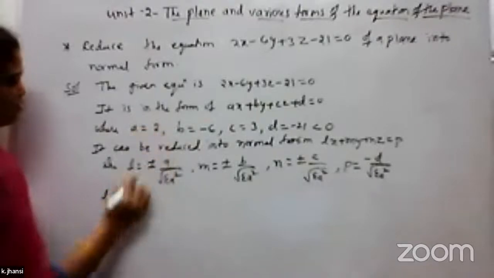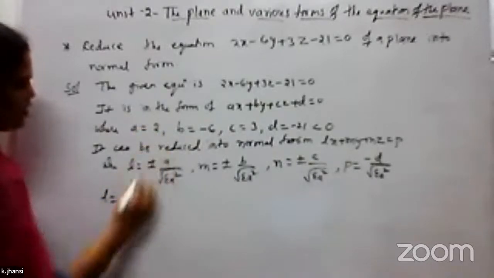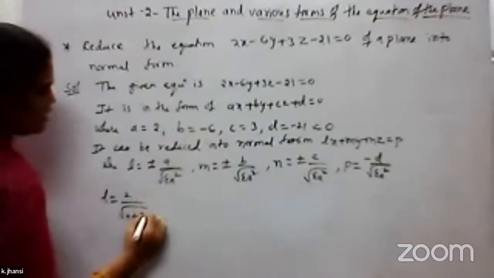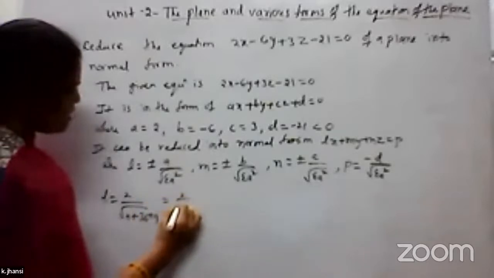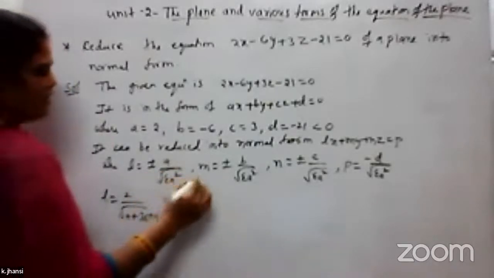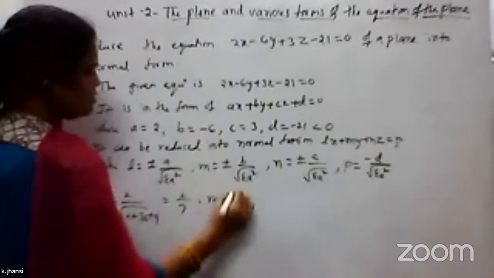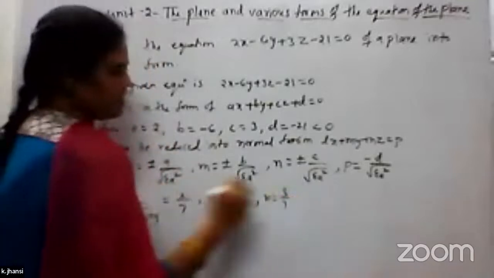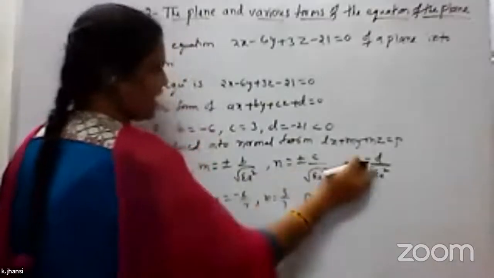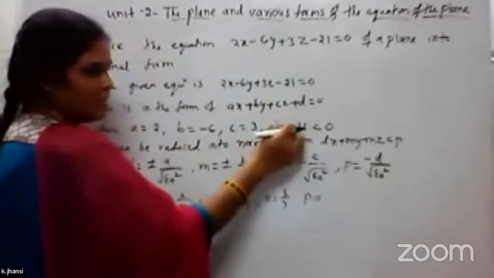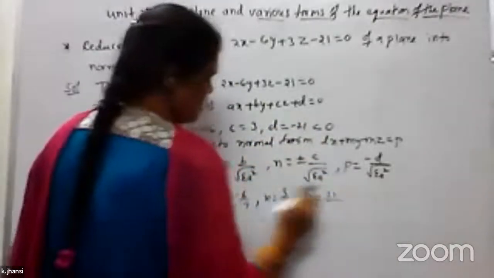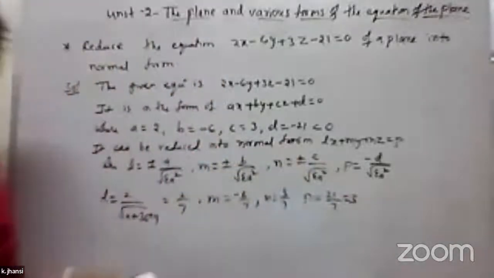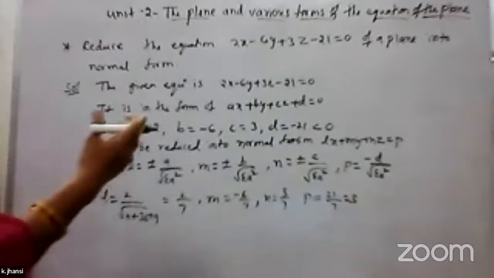l is equal to a is 2, so 2 by under root of 2 square is 4, 6 square is 36, plus 9. It is equal to 2 by 7. Okay, 49, 7. Similarly, you will get m is equal to minus 6 by 7, n is equal to 3 by 7. We need the p value. p is equal to minus d. So minus 21 is there. Minus of minus means plus 21 by the denominator 7, you will get the answer as 3. Okay. So we got l, m, n and p values.